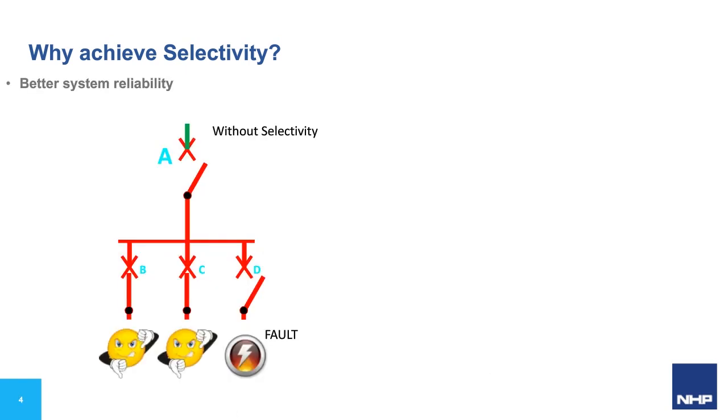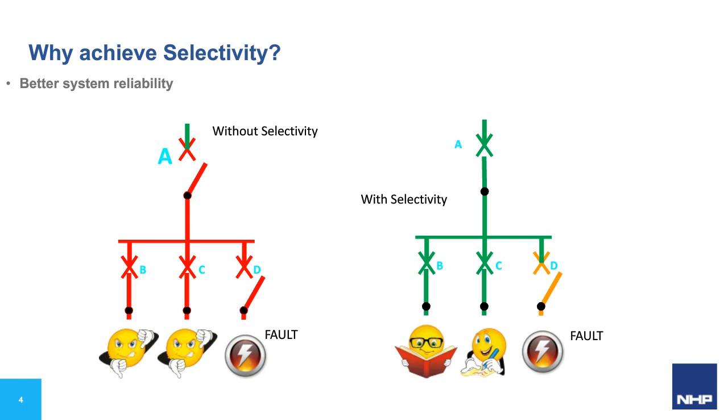Better system reliability. The diagram left of screen depicting lack of selectivity shows a fault on a single circuit could plunge the whole site into darkness. This means a fault on one circuit could cause the main breaker A to trip, causing the whole site to shut down. The diagram right of screen depicting circuit selectivity shows that a fault in the system will only affect the circuit where it originates. All other circuits will remain on, meaning supply to the rest of the site is unaffected.